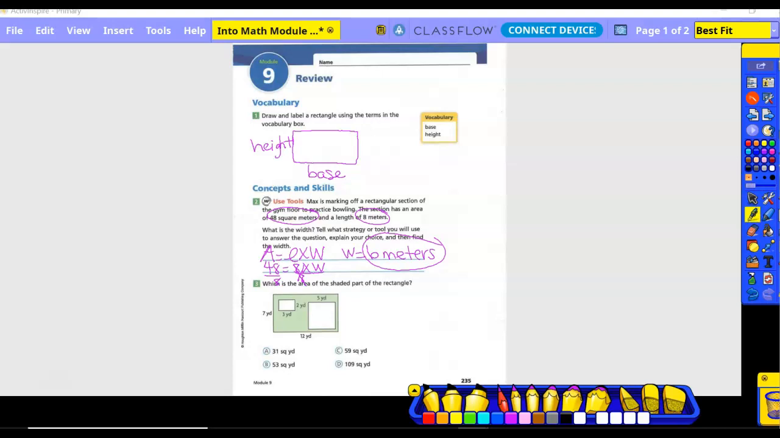Which is the area of the shaded part of the rectangle. So what formula do we need, guys? Area equals what? Equals length times width. Okay. Then we need to find the area, the total area, right? So what is going to be for the whole big square? 12 times 7. Okay. So the large or the big rectangle is 12 times 7, which equals what? 84, right?